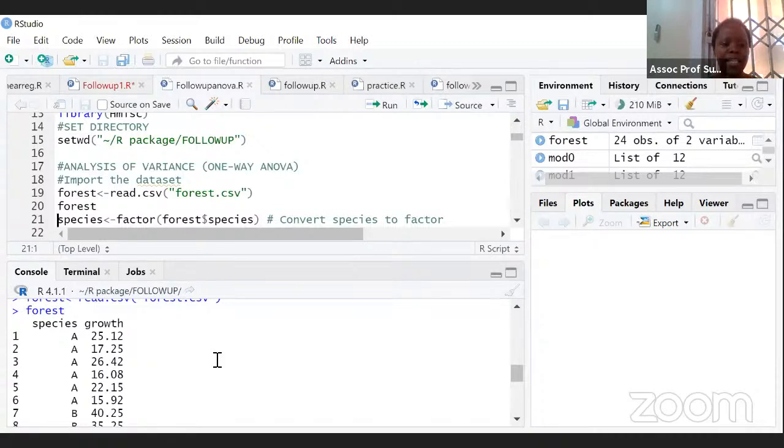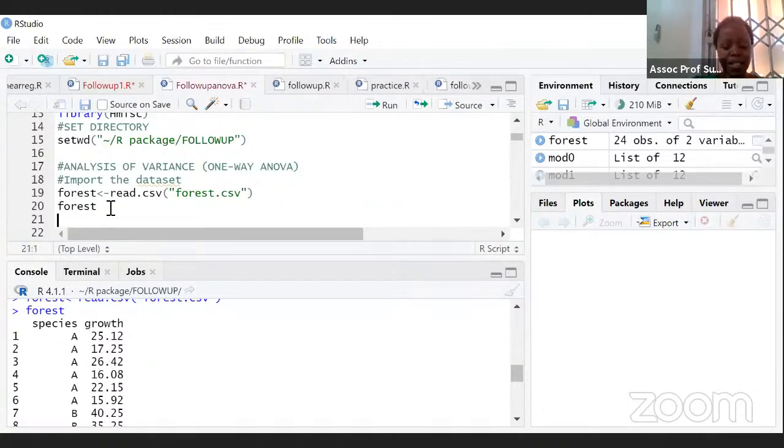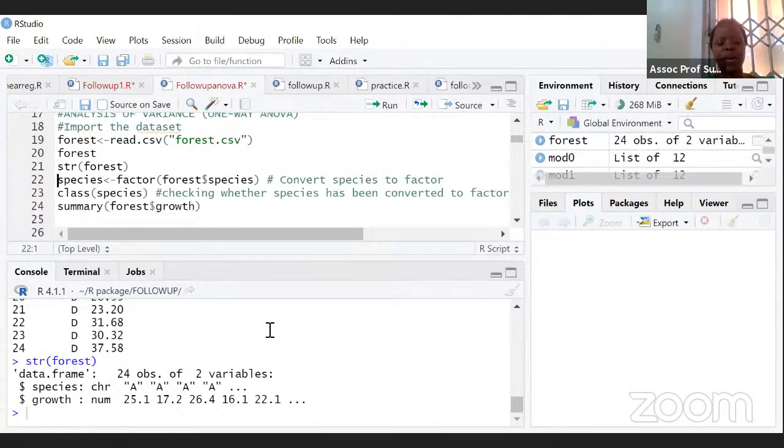So then, if you want to see what is in forest, you can use str(forest) and then run. That tells you whether your species is a character or not. So I've used str with the object in brackets to see what is in forest. Is species a character or a factor? So here you can see that species is a character and growth is numerical.